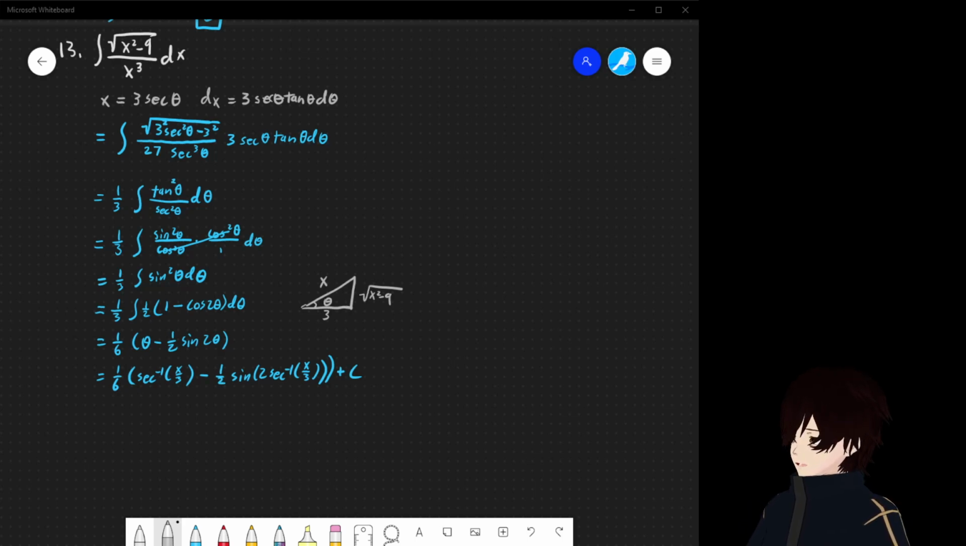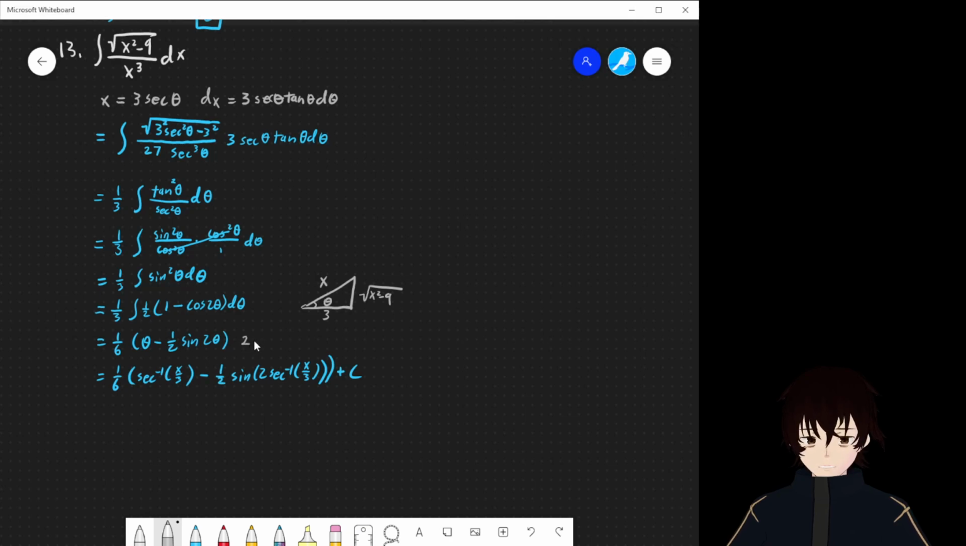Is there a formula? Oh, right, there is. Sine of 2 theta is equal to 2 cosine, so minus 1/2. That would just be cosine theta sine theta. That makes so much more sense.